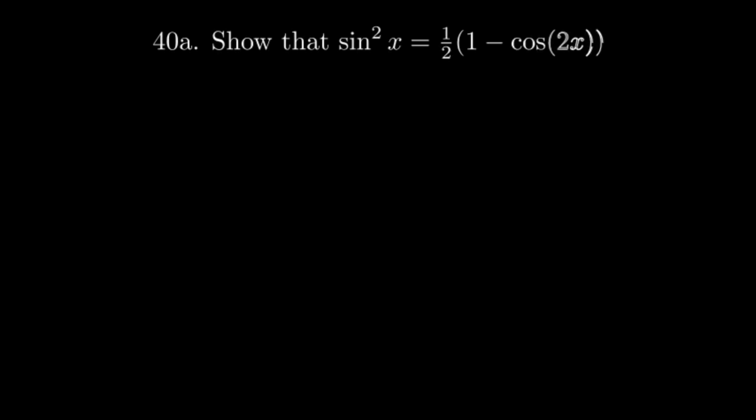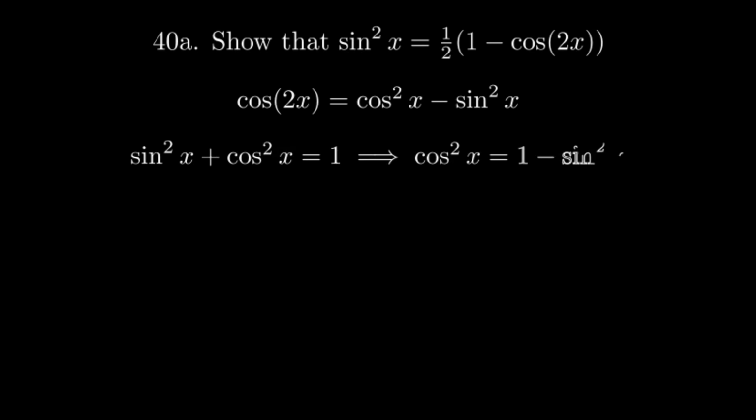Let's move to question 40. Part A asks us to show that sine squared x is equal to 1/2 times 1 minus cosine of 2x, starting from a double angle identity for cosine. We start with the double angle identity for cosine. Cos 2x equals cos squared x minus sine squared x. We also know the Pythagorean identity. Sine squared x plus cos squared x equals 1, which means cos squared x equals 1 minus sine squared x.